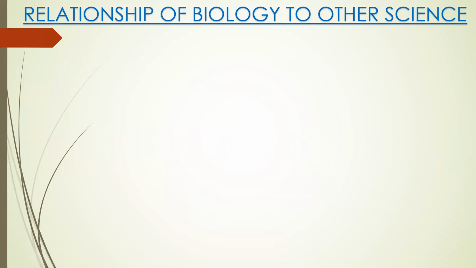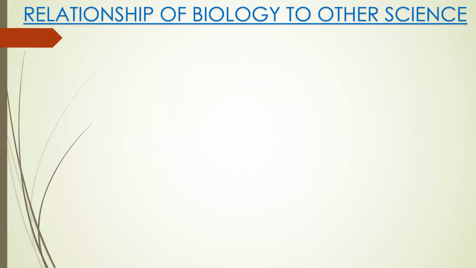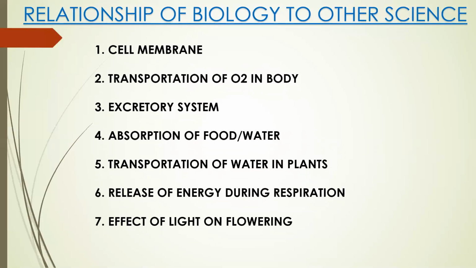That means biology is interlinked with the different branches of science. The main sciences are nothing but physics as well as chemistry. So let's see how physics and chemistry are interlinked with biology. First, we will go one by one, how physics and chemistry are involved and what their functions are. Now, the first one is the cell membrane.